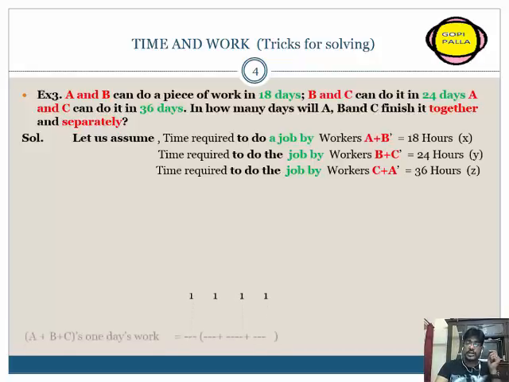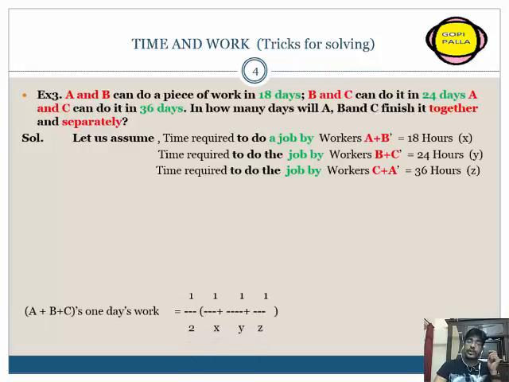So the traditional way of solving is, here we know that A plus B, B plus C, and C plus A. Here each work is repeated twice, so 2 into (A plus B plus C). In order to find A plus B plus C's 1 day's work, we have to divide by 2. So we bring the 2 from the left hand side to the right hand side, and it becomes 1 by 2 into (1 by X plus 1 by Y plus 1 by Z). This gives A plus B plus C's 1 day's work.